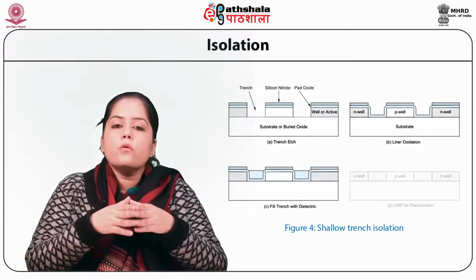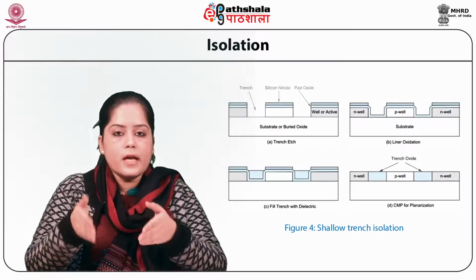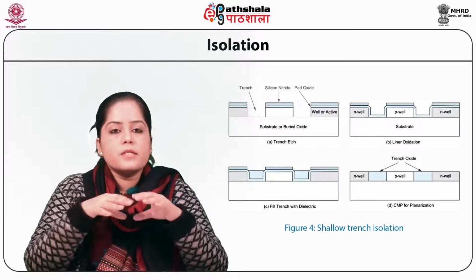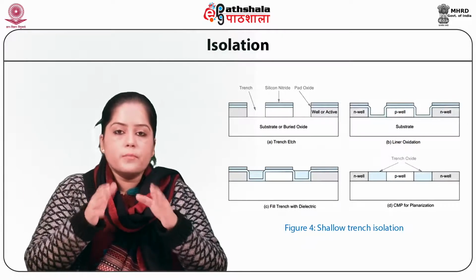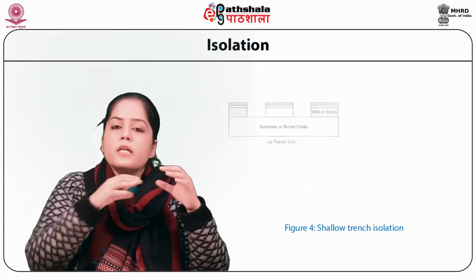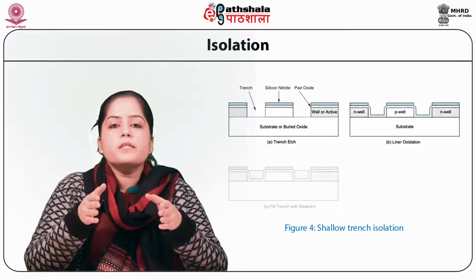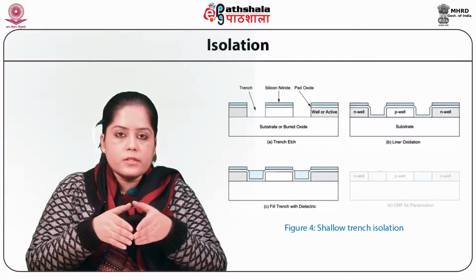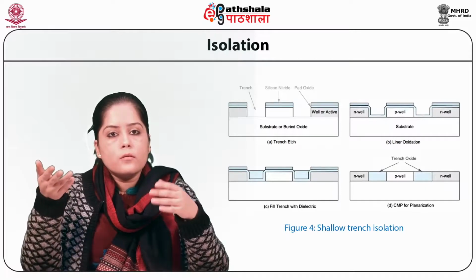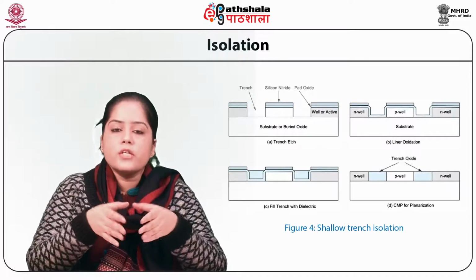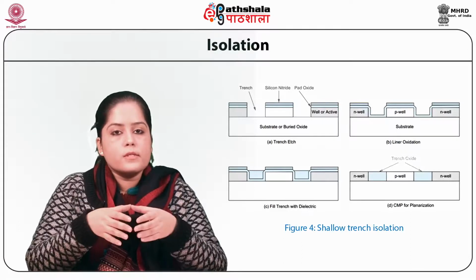A problem with LOCOS based processes is the transition between thick and thin oxide, which extends some distance laterally to form a so-called bird's beak. The lateral distance is proportional to the oxide thickness, which limits the packing density of the transistors. Starting around 0.35 micron, shallow trench isolation, STI, was introduced to avoid the problem with LOCOS.